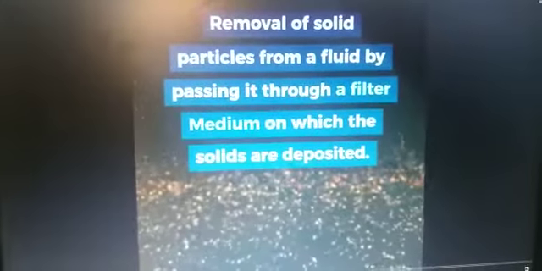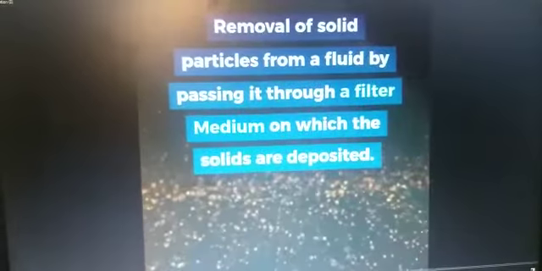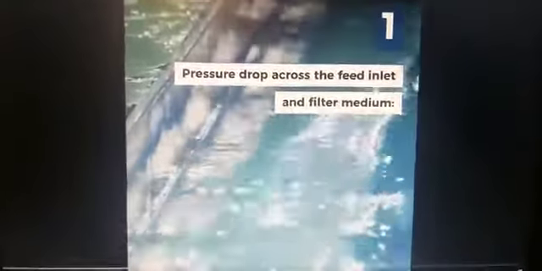So the removal of solid particles from the fluid by passing it through a filter media, that is very important. Which are the different factors which affect the rate of filtration, that must be understood. There are several factors which are affecting the rate of filtration and we need to understand those factors. So starting with the pressure drop across the feed inlet and the filtering media. The pressure drop across the feed inlet and filtering media is directly proportional to the rate of filtration.